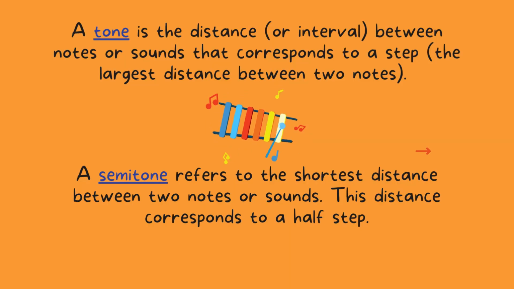As we are talking about tones and semitones, let's review some concepts. A tone is the distance, or interval, between notes or sounds that corresponds to a step, the largest distance between 2 notes. A semitone refers to the shortest distance between 2 notes or sounds. This distance corresponds to a half step.